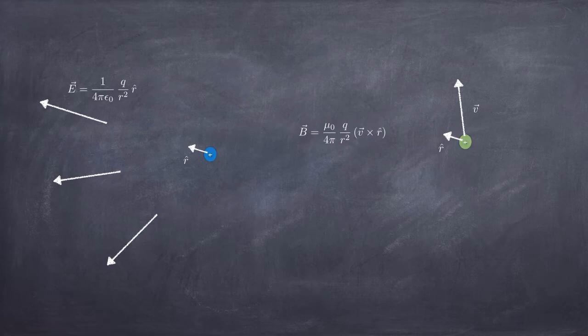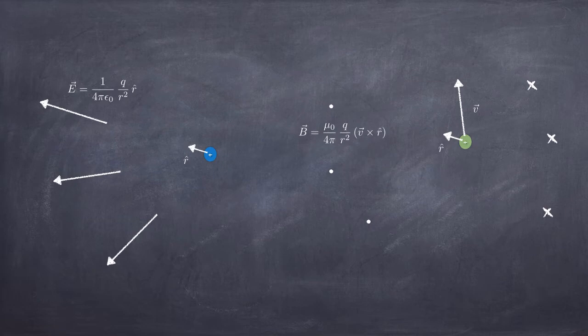If you work that out for the diagram shown here, the magnetic field turns out to point out of the board. If you point the fingers of your right hand in the direction of v and wrap them into r hat, you get a magnetic field that points out of the board. The dot corresponds to out of the board. And if you do that for a few other places, you'll notice that on the left of the velocity vector, as shown here, the magnetic field points out of the board. But on the right-hand side, it points into the board.